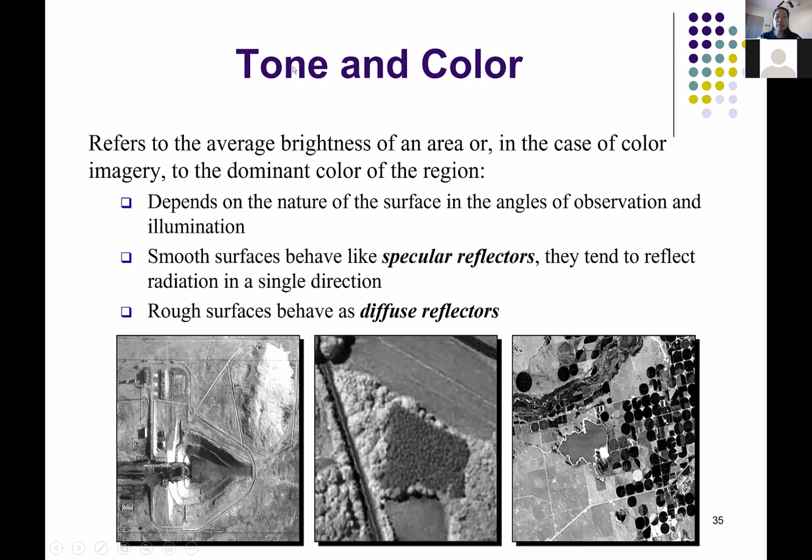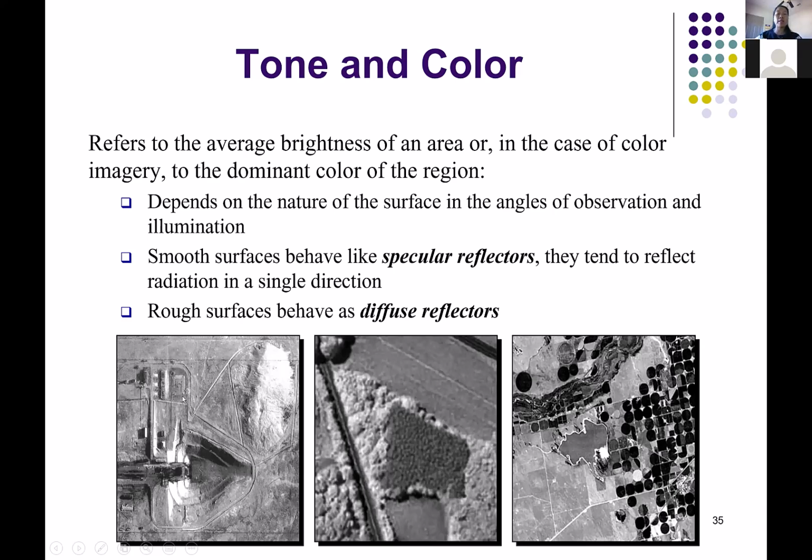So tone and color refers to the average brightness of an area, or in the case of a color image, to the dominant color of the region. It typically depends on the nature of the surface and the angle of observation and illumination, like this example here. Also, smooth surfaces behave like specular reflectors.